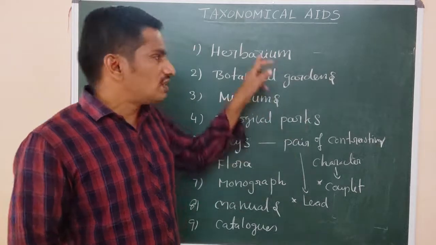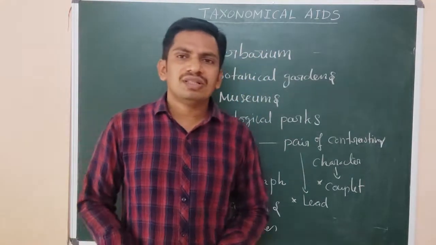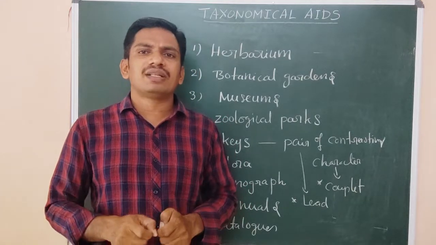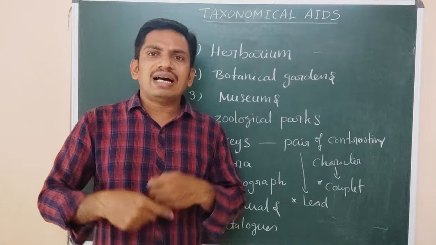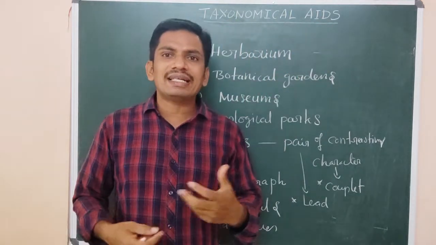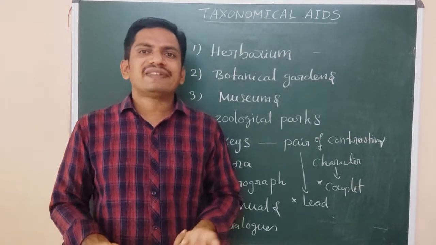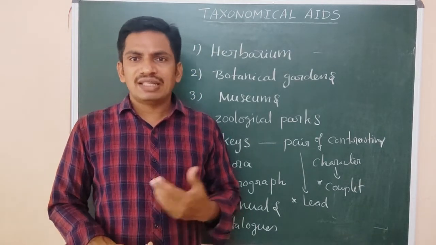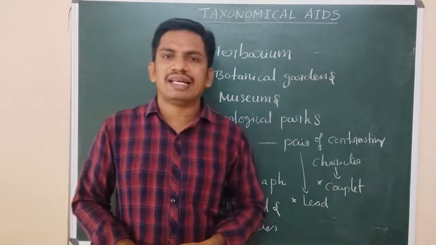So all of these, from herbarium and botanical garden to catalogs, are very useful for identification, classification and taxonomic studies, so that our work will be easier. Taxonomical aids are like a tool. By using the tool, classification becomes easier for the scientist or taxonomist. For that, you use these taxonomical aids.